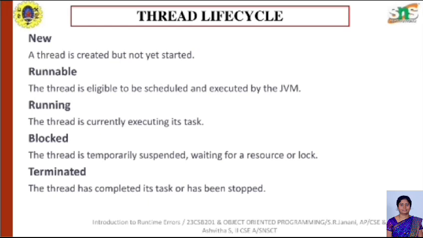And the third stage is running. Here the thread is currently executing its tasks. And the fourth stage is blocked. Here the thread is waiting for a resource to become available. Simply said, it is temporarily stopped. And the last stage is terminated. Here the thread has finished its execution or has been stopped.